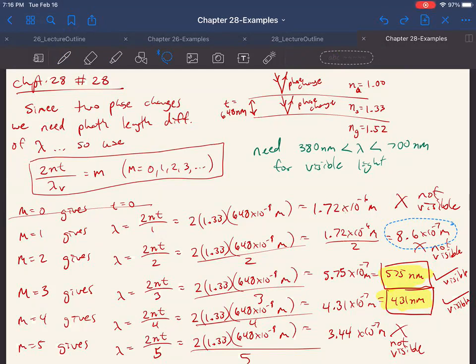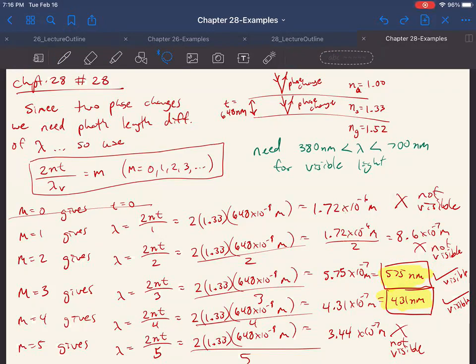So then we try m equals 3. So we put a 3 in the denominator this time, calculate the same thing out, and you get 5.75 times 10 to the negative 7th meters, which is 575 nanometers. That is between 380 and 700 nanometers. So that one works, hence my check mark. That is in the visible range of light.